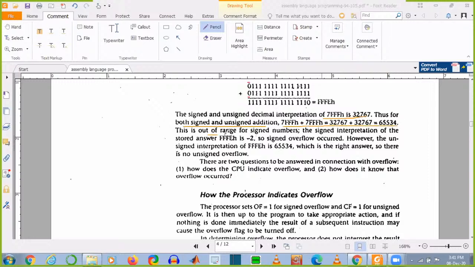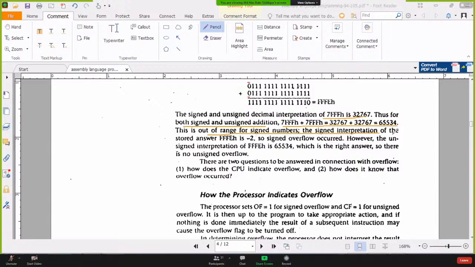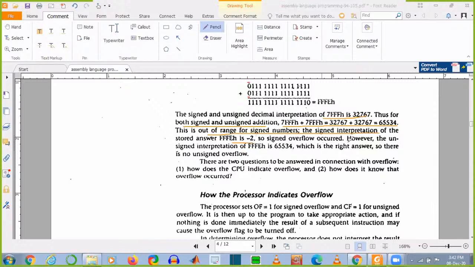This is out of range for a signed number. It is out of range because 65534 is out of range of 16 bit, since the range is only -32768 to plus 32767. That's why it is out of range for a signed number. The signed interpretation of the stored result is actually -2. That is not correct. So signed overflow occurs. However, the unsigned interpretation FFFE equals 65534. This is the right answer. That's why there is no unsigned overflow.